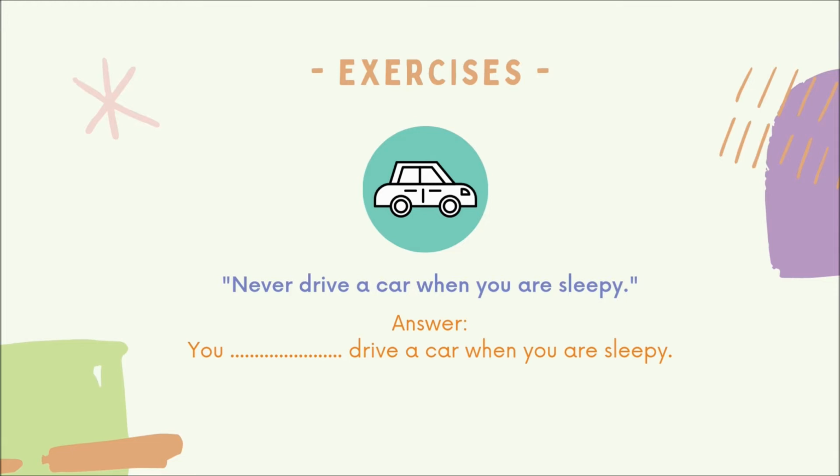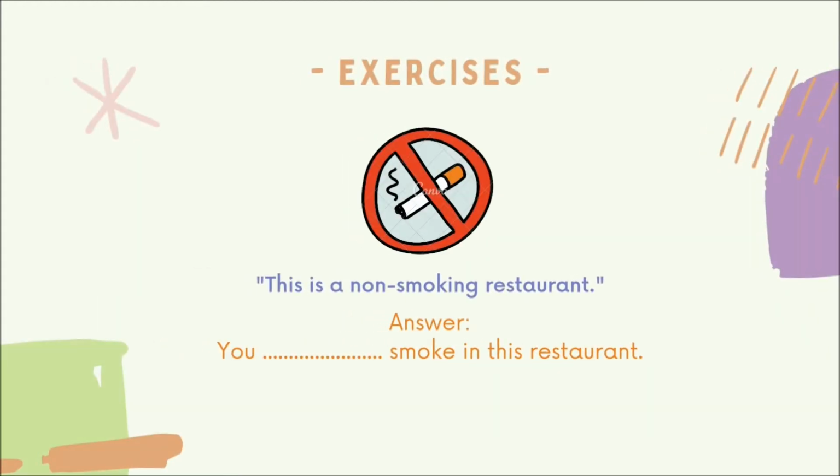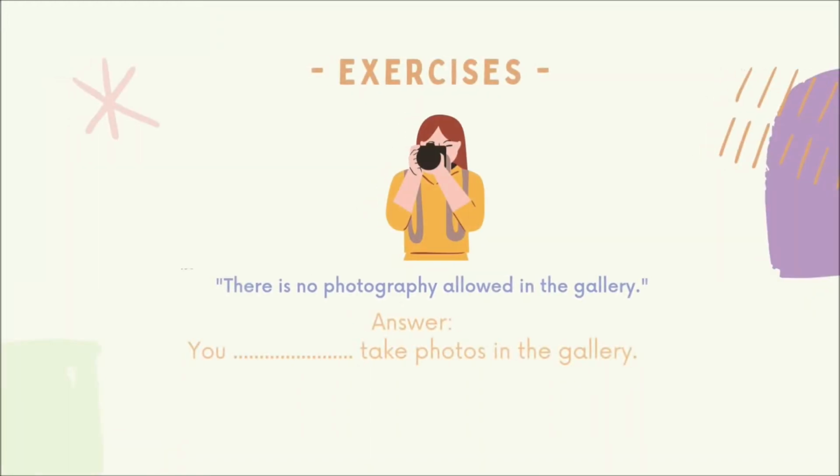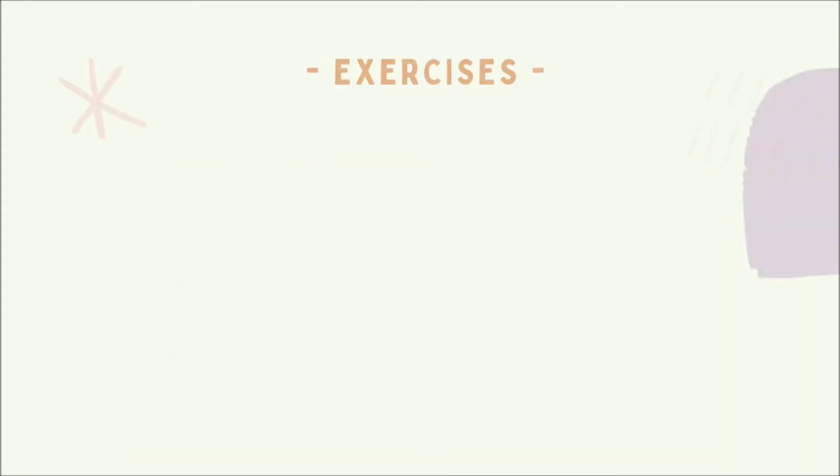Have you done? Move to the next. There is a non-smoking restaurant. So, what is the obligation sentence? Write down your answer. Have you done? Move to the next. The caption: there is no photography allowed in the gallery. So, what is the obligation sentence? Have you done? Move to the next.